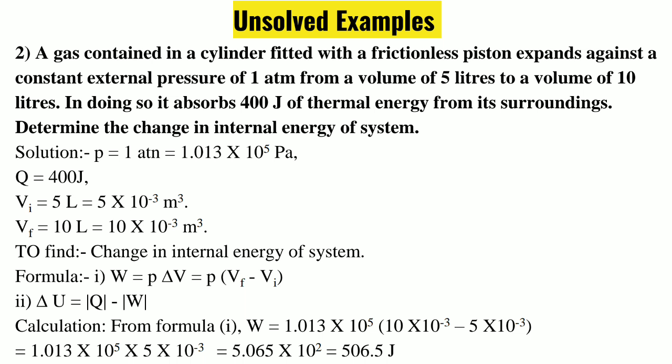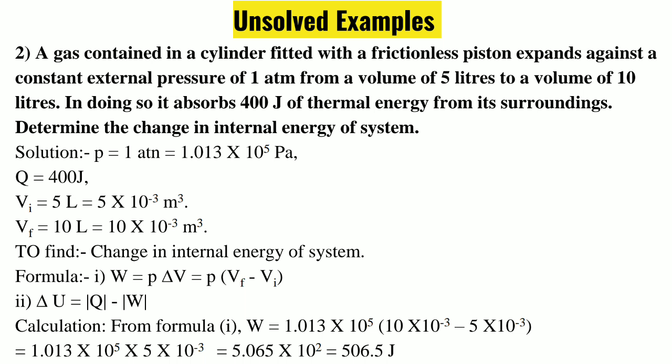So liter we have to convert into meter cube. Liter to meter cube is 10 raised to minus 3. And final volume is 10 liter, so again we have converted. Now we have to find change in internal energy. So we will be using two formulas. First one, W is equals to P dV, and second one, delta U is equals to Q minus W.